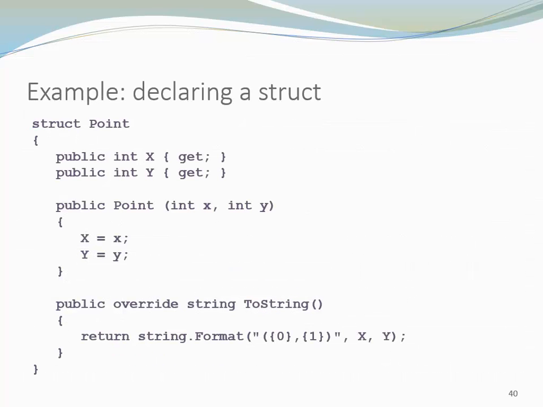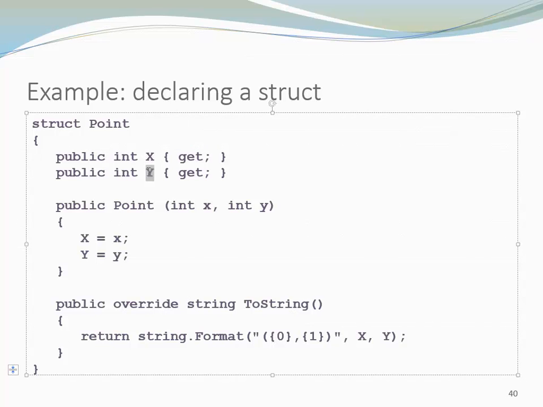Here is an example of a struct that has been declared. This is a point representing a point on the Cartesian coordinate system. We have an x and a y. Notice we have a getter only. So this is an immutable type. We don't allow the point to be changed once it has been created. We have a constructor. The constructor initializes both the x and the y.